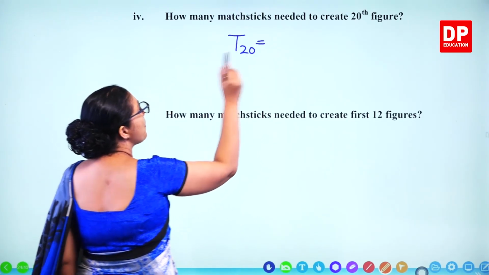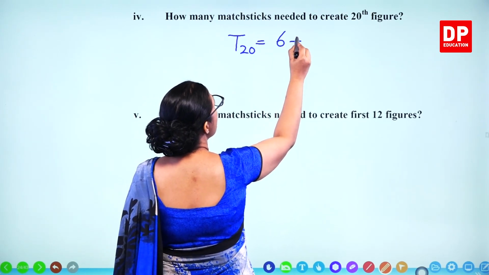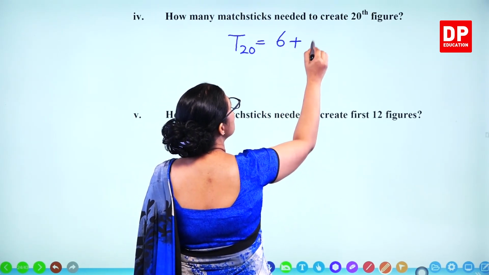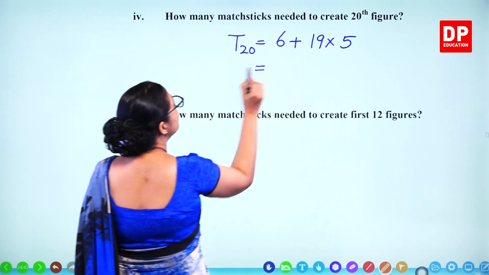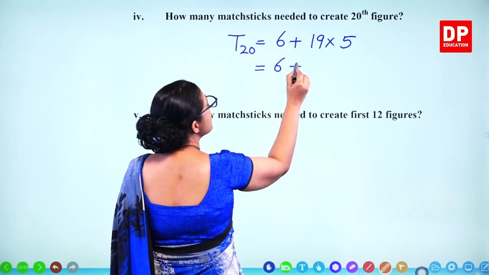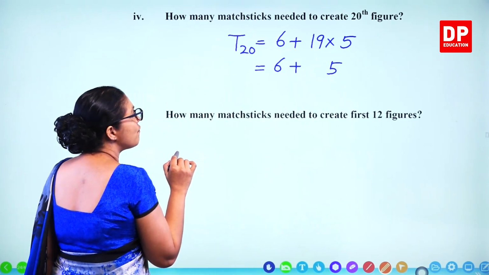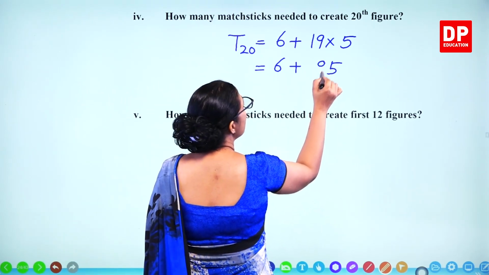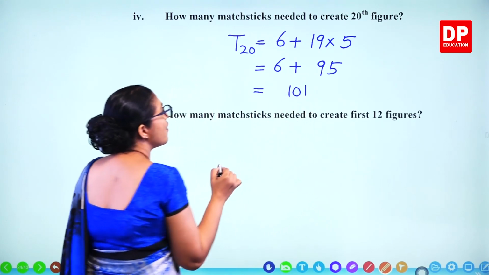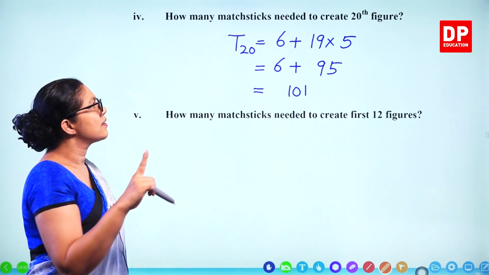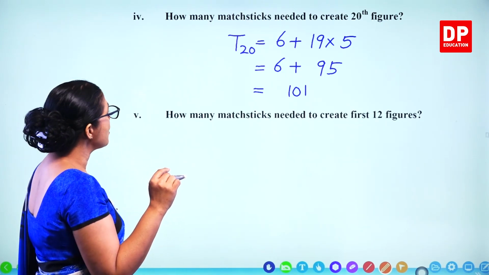What's the term? First term is 6 plus n minus 1, that's 19. D is 5. 6 plus 5 times 19, which is 95. 5 times 1 is 5, plus 4 is 9. So when you add it, you get 101. So for the 20th figure, you need 101 matchsticks.